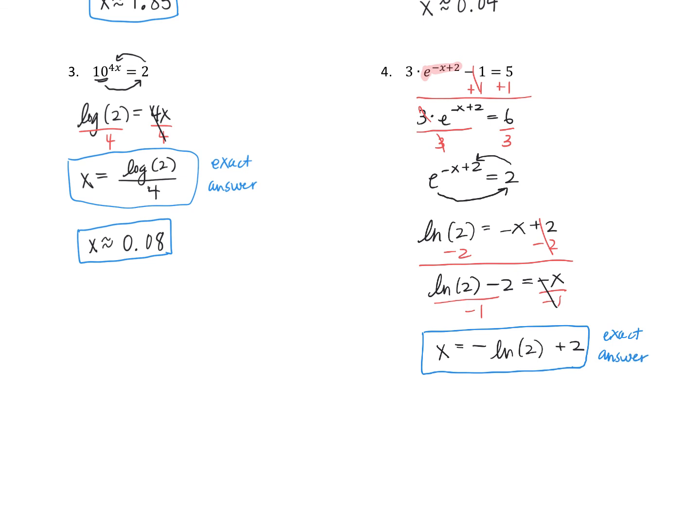If you want an estimate, or if the directions tell you to round your answer, that means you want an estimate. Rounded to the nearest hundredth, it would be 1.31. So it's 1.306. The 6 after the 0 rounds it up to a 1. So 1.31.